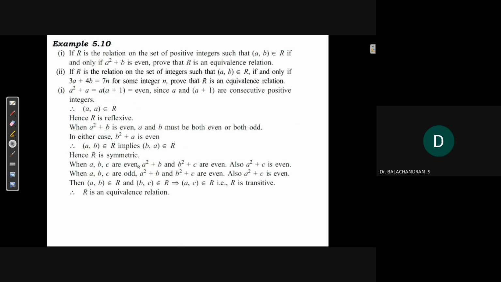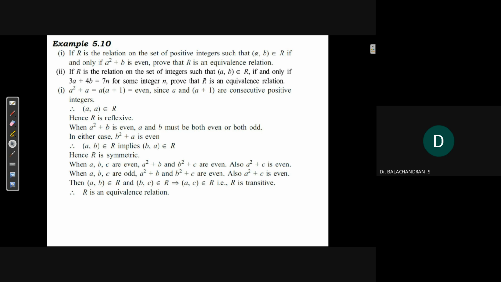So next problem. Here also there are two subdivisions. If R is a relation on the set of positive integers such that (a, b) is an element of R if and only if a square plus b is an even number, prove that R is an equivalence relation. Okay, so this is the first question. First we will discuss this one. So (a, b) belongs to R if and only if a square plus b is even.